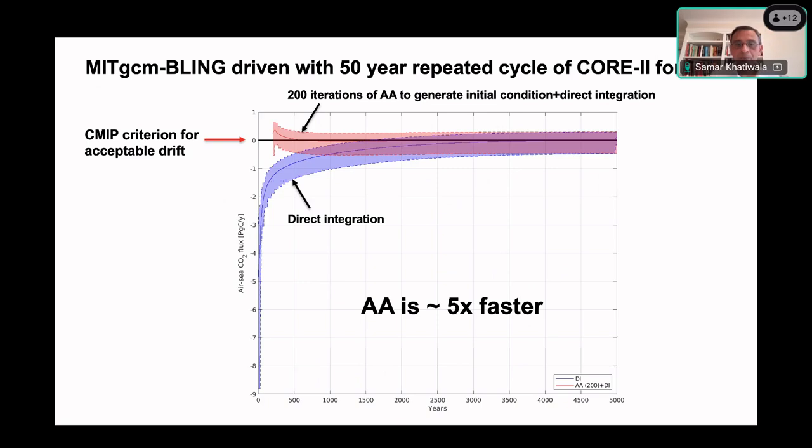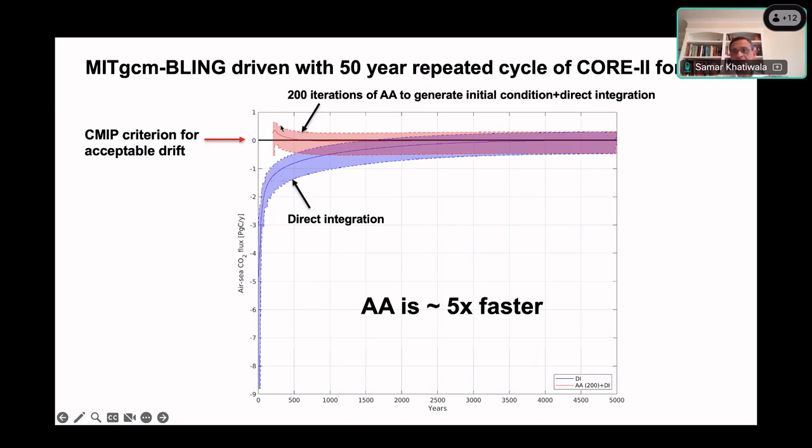Okay. What I've done instead, and this is an experiment that I've done with MITgcm coupled to the BLING biogeochemistry model, is I've used Anderson to generate an initial condition, using essentially 1 year of the forcing. So it's not a different configuration of the model. It's the exact same configuration, but it's just being forced with a repeated 1-year forcing period. I applied 200 iterations of Anderson to generate an initial condition, and then I inject that initial condition for the biogeochemistry into the freely running model with the full time variability.